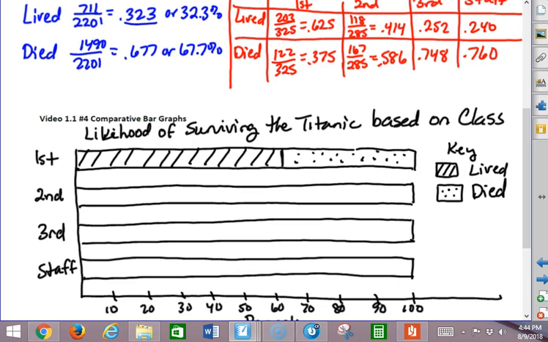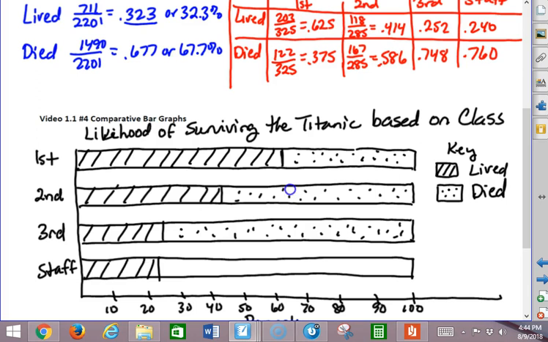Now for second class, it's about 41% who lived, and the rest is the percent who died. For third class, about 25% lived. I probably should have done the hash marks for lived, because dots don't look quite as nice when I do a lot of them. And then just slightly less, 24% for staff, and here's the percent who lived.